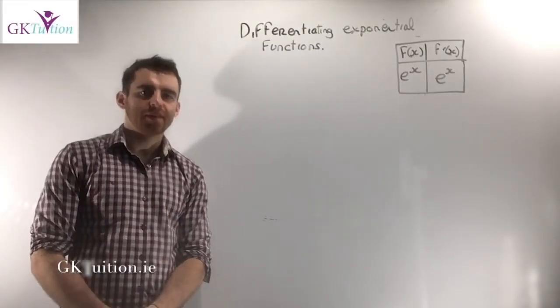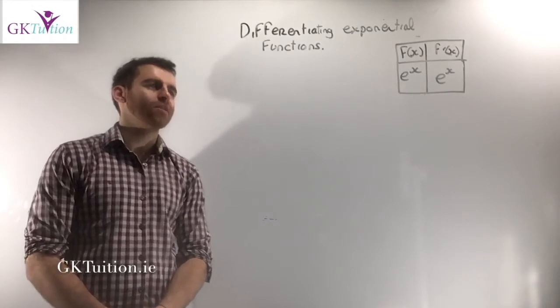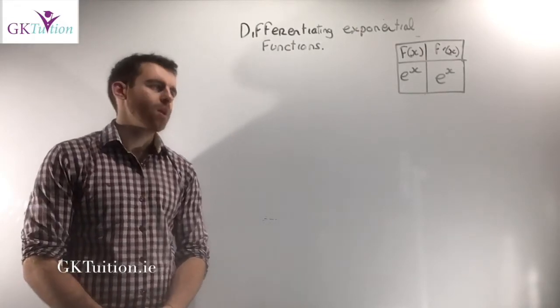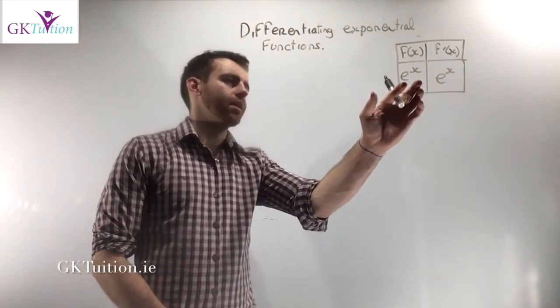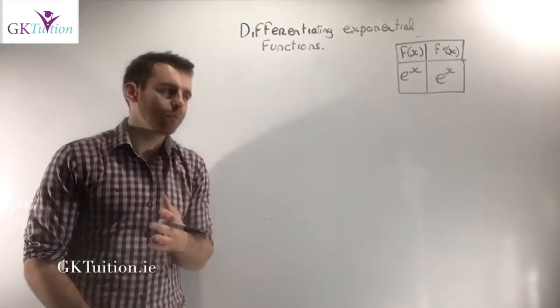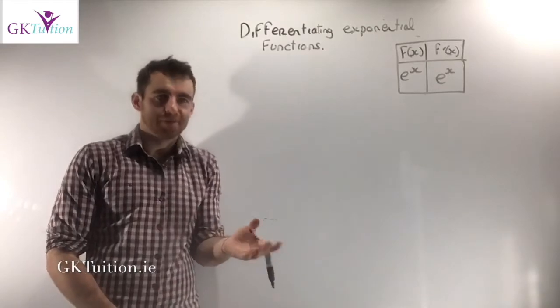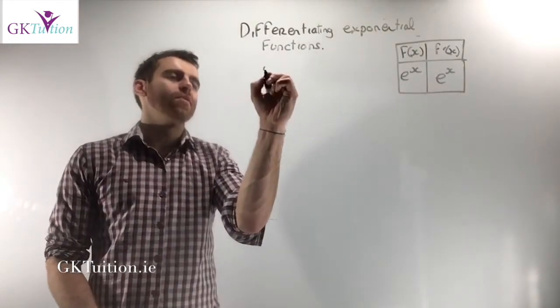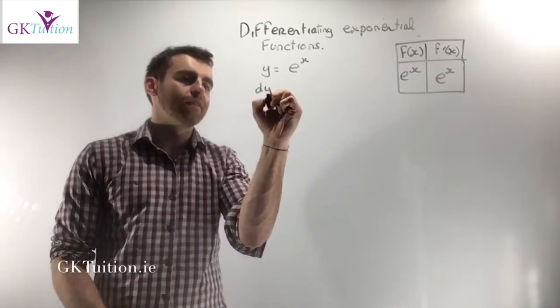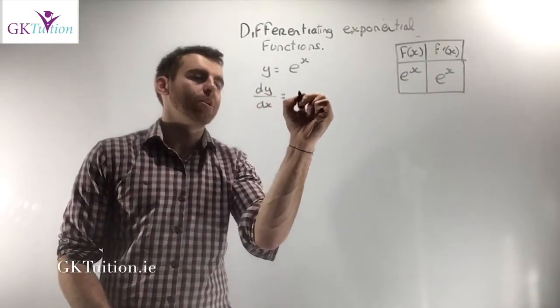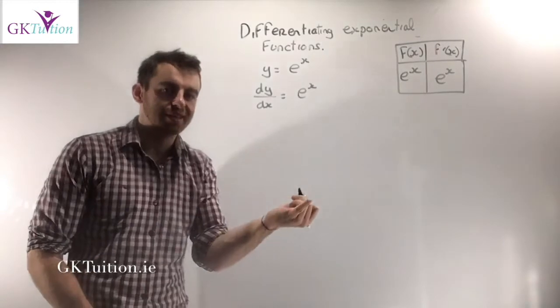Okay, so the next thing I want to talk to you about is how to differentiate exponential functions. According to page 25 in our maths tables, the derivative of e to the x is e to the x. In other words, it stays the same. Nothing actually happens to it. So obviously that means if you had a question where y is equal to e to the x, then the derivative of that, dy dx, would just be the exact same, it just stays as e to the x.